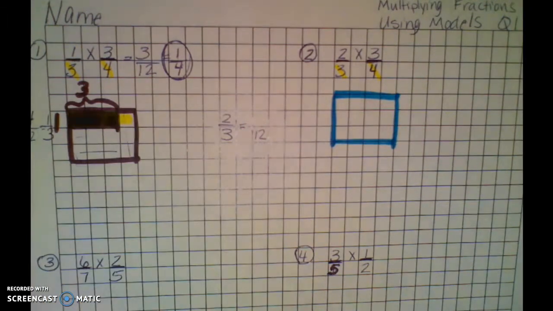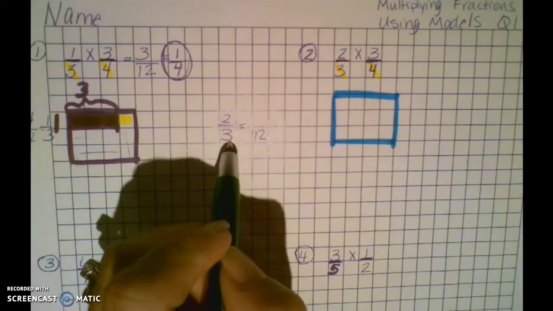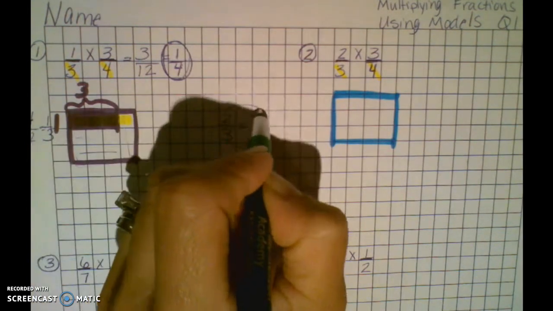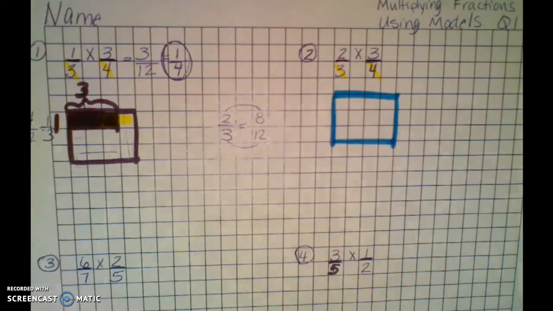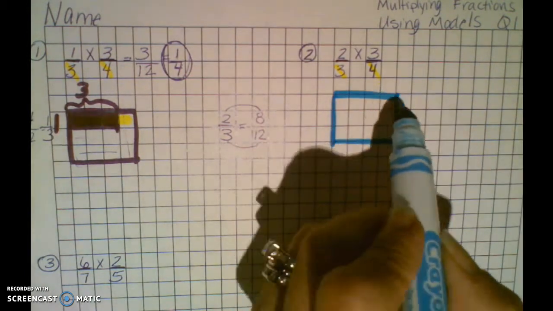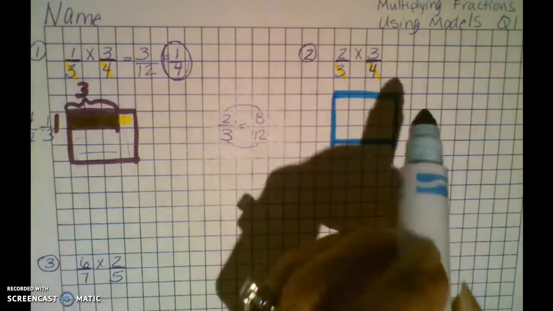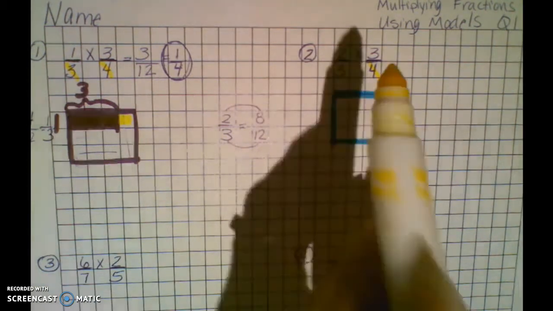2/3 is how many of those 12? Well, 3 times 4 is 12, 2 times 4 is 8. So I'm going to need 8 pieces. Look what happens when I take those 8 pieces.